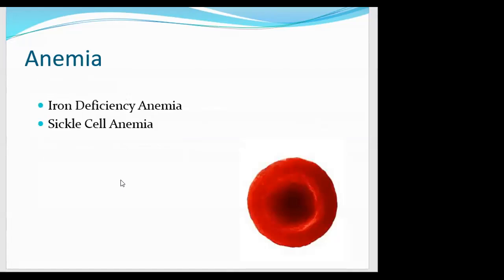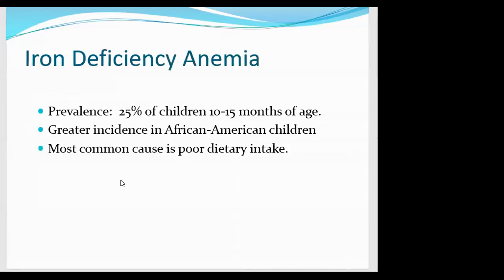So today we're going to be talking about two types of anemia. We're going to be talking about iron deficiency anemia and sickle cell anemia. So iron deficiency anemia is the most common anemia in the United States. Prevalence is 25% of children ages 10 to 15 months of age.